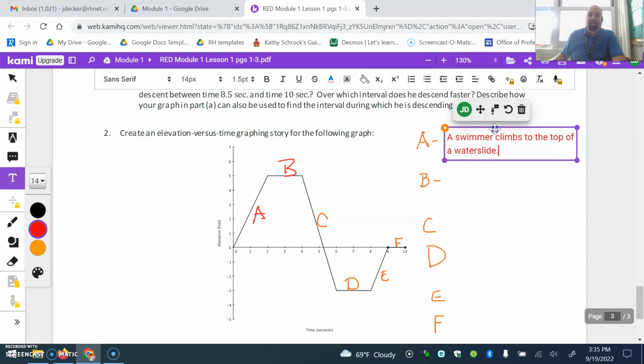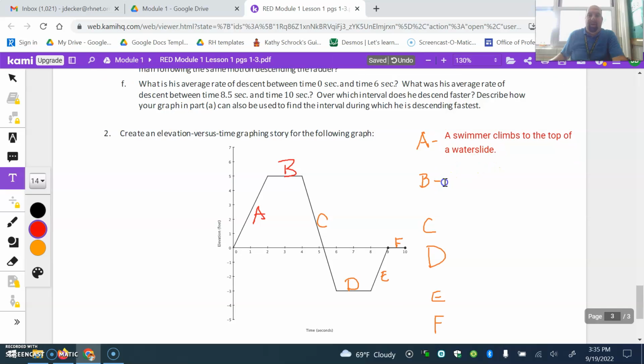Okay, and I think it's pretty easy to see how that could happen. Over here, elevation of 5 feet, elevation is in feet and it goes up to 5 feet. Now, some of you might be saying, but Mr. Decker, that's not a very tall water slide. Okay, I agree. Maybe where zero is, zero elevation, maybe that is actually the deck.